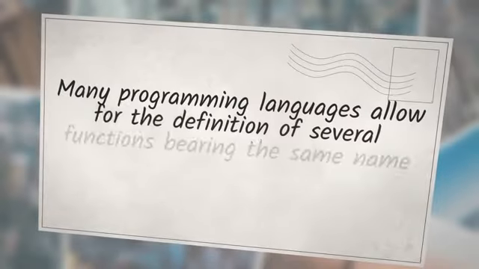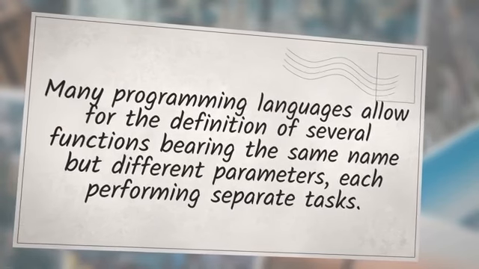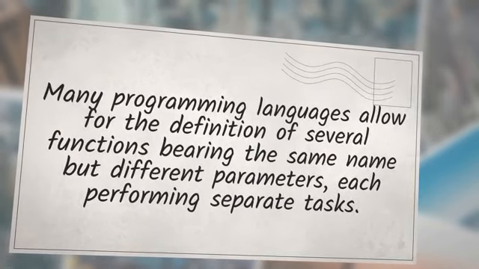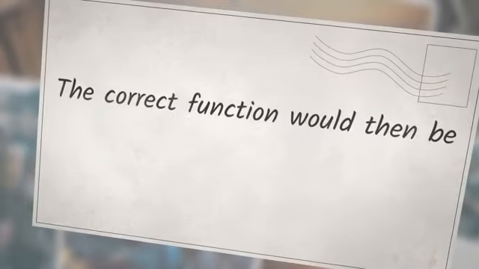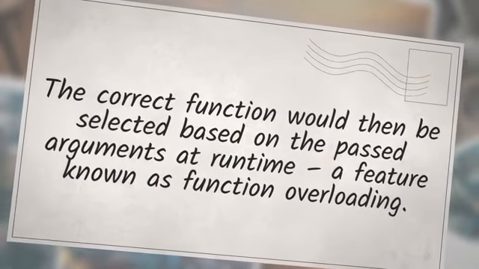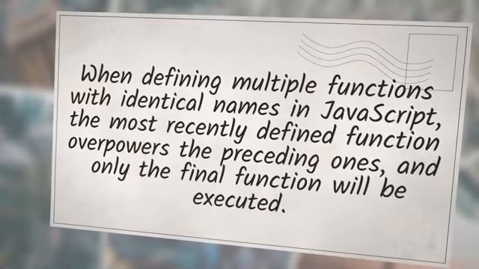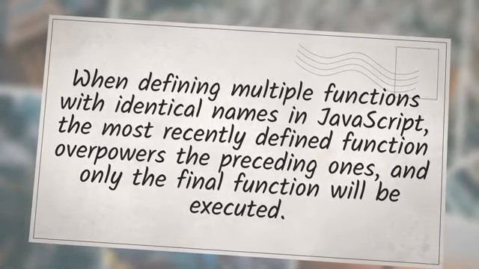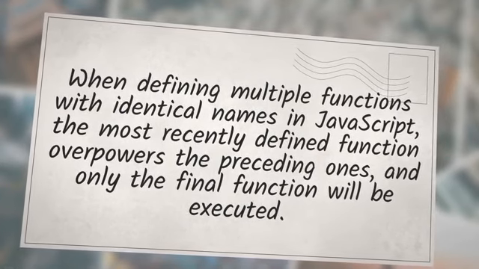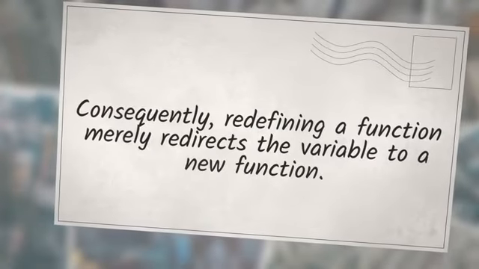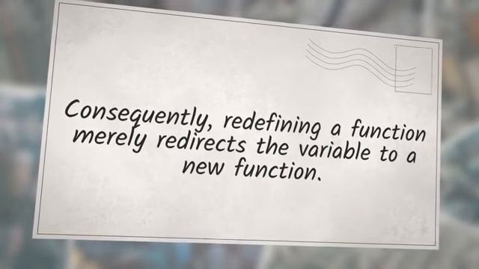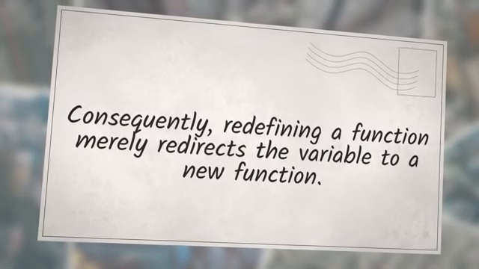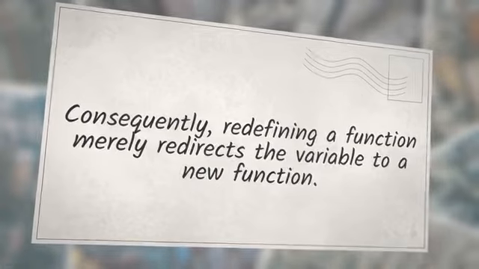Many programming languages allow for the definition of several functions bearing the same name but different parameters, each performing separate tasks. The correct function would then be selected based on the passed arguments at runtime, a feature known as function overloading. However, this built-in feature is absent in JavaScript. When defining multiple functions with identical names in JavaScript, the most recently defined function overpowers the preceding ones, and only the final function will be executed. This is predicated on the fact that functions in JavaScript amount to variable references to functions. Consequently, redefining a function merely redirects the variable to a new function.